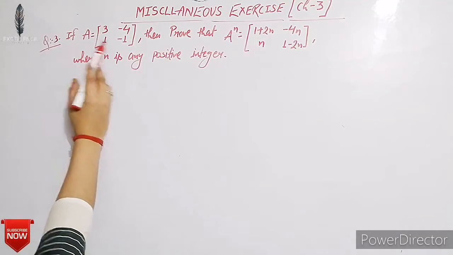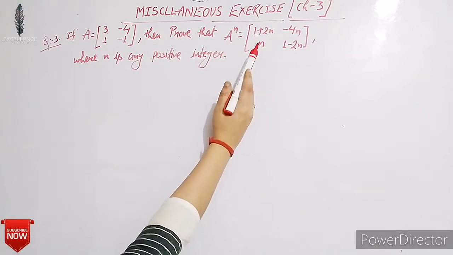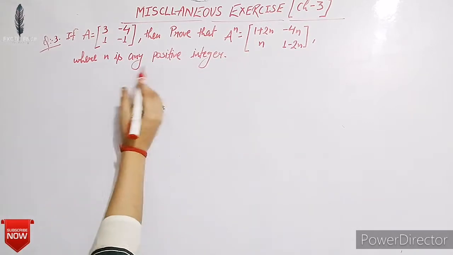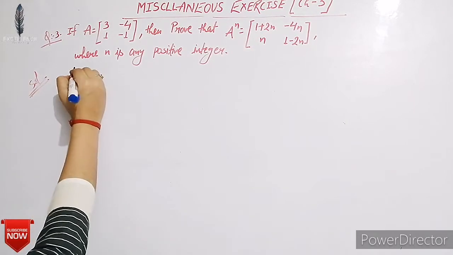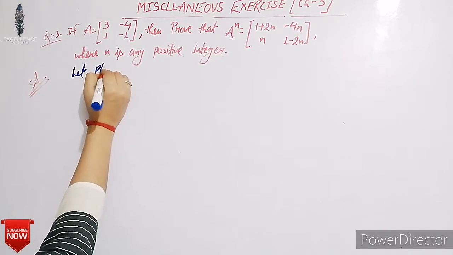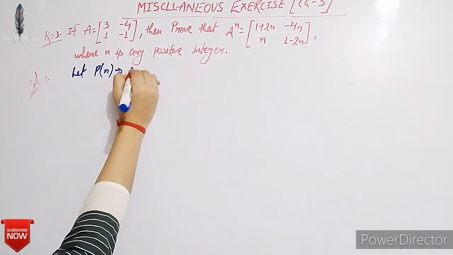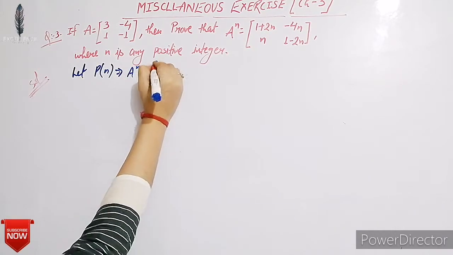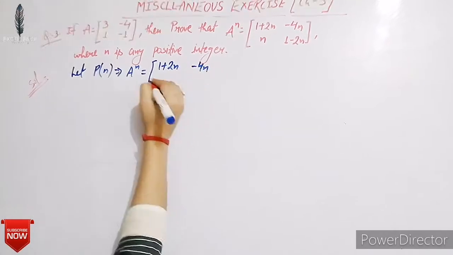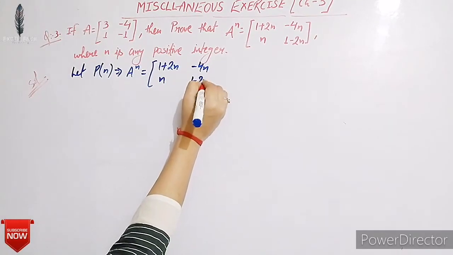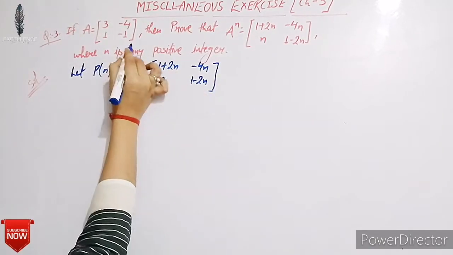Question number 3. Here a matrix A is given and we have to prove that A raised to n is equal to this, where n is any positive integer. So let P of n be A raised to n equals [1 plus 2n, minus 4n; n, 1 minus 2n], where A is given.